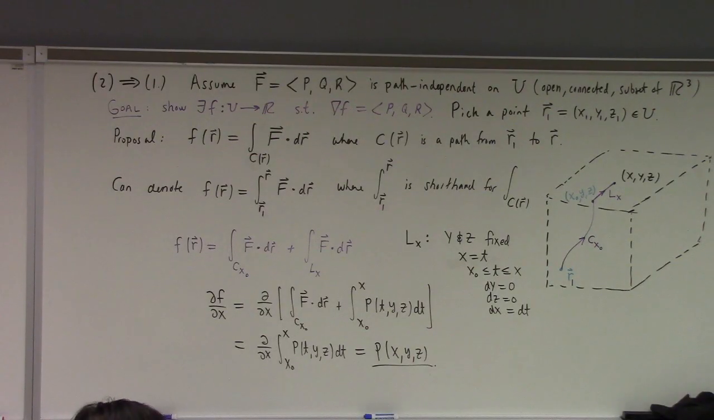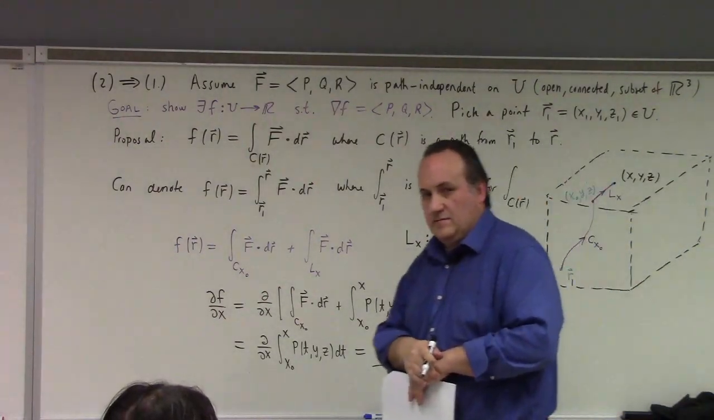But in a nutshell, what is dr along dy? Well, dr is simply equal to y hat dt, and we go from y naught less than or equal to t less than or equal to y. So this implies that partial f partial y is really partial y of the integral from y naught to y of q of x comma t comma z dt. Why is that? Because dr only is moving in the y direction along that line segment.